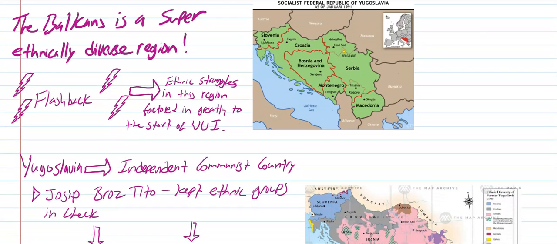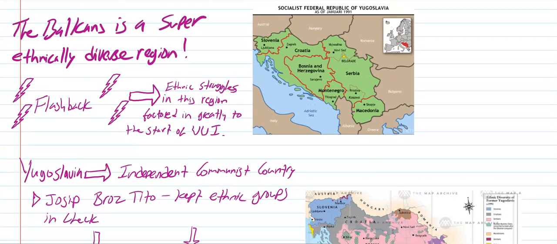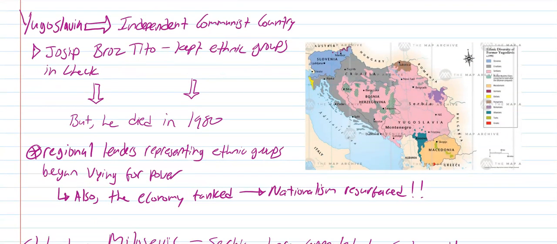And the Balkans, we've already talked about this region in previous videos. The ethnic struggles here are what led, more or less, to World War I with the assassination of the Austrian Archduke by a Serbian nationalist. And at the time, Serbia was under the control of the Austro-Hungarian Empire.